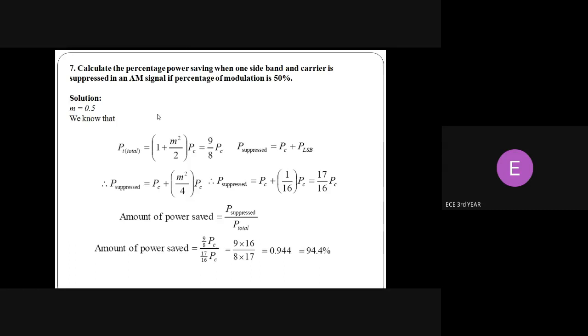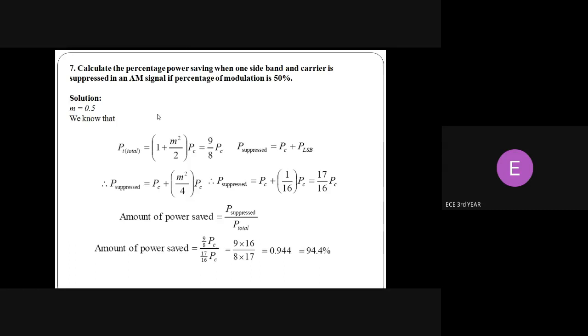We have already seen many problems on how to calculate the total power consumed. So total power consumed by the AM signal is nothing but 1 plus M square divided by 2 into PC. And we know the value of M square is 0.25, so it's going to be 1 plus 0.25 divided by 2, that is 9 divided by 8 into PC.